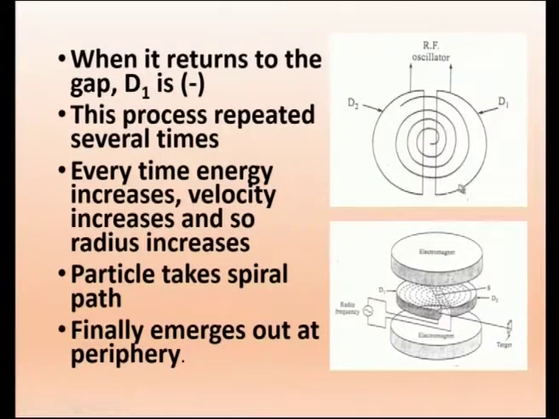Positive, negative, positive, negative. So it comes here, this will pull. When it comes here, this will pull. So when it comes exactly, this D1 must be able to pull that, and when it comes to the gap, D2 must be able to pull it, which means that it should change the polarity, it should become negative. So this process goes on increasing.